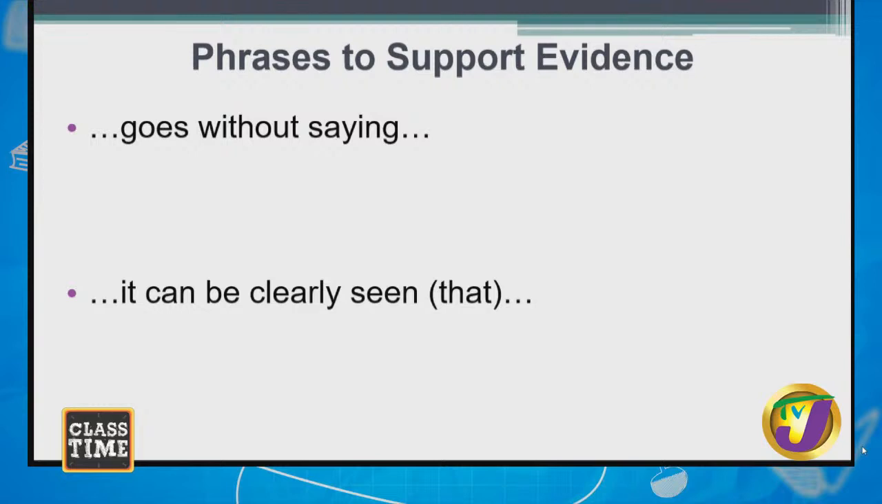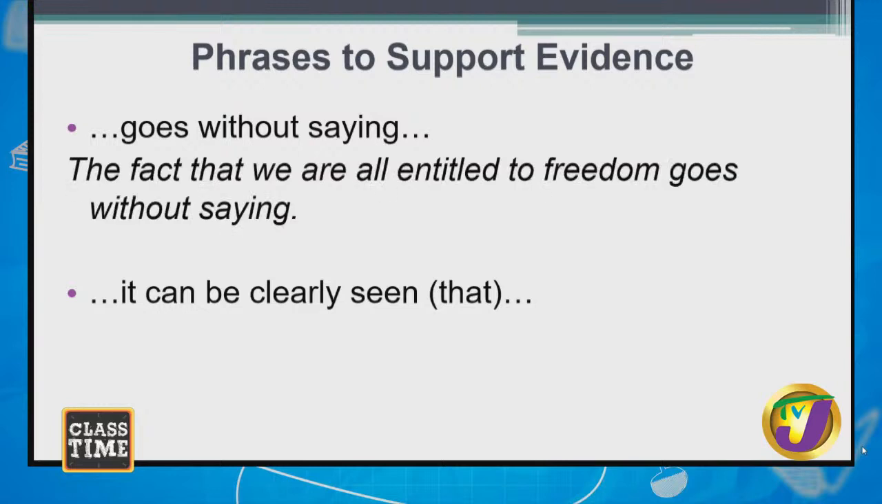How can you use "it can be clearly seen," and that can be "it" or perhaps not. So that's why it's in brackets. You can use it with or without, depending on the sentence you structure. So let's look at an example now. The fact that we are all entitled to freedom goes without saying. So you have supported evidence. You have shown that freedom is a must, and that is something that everybody understands.